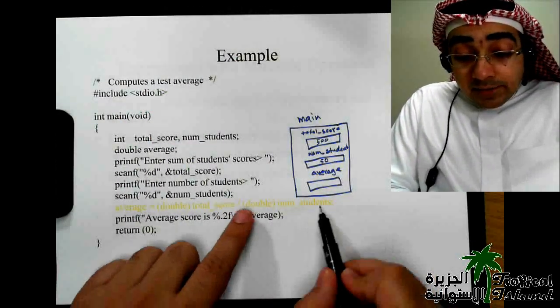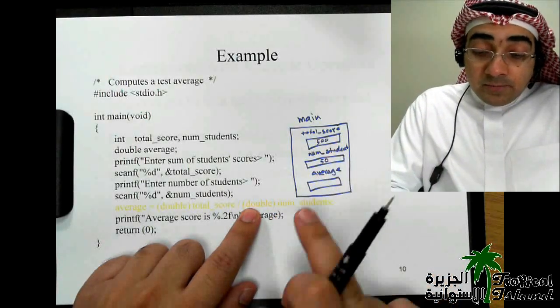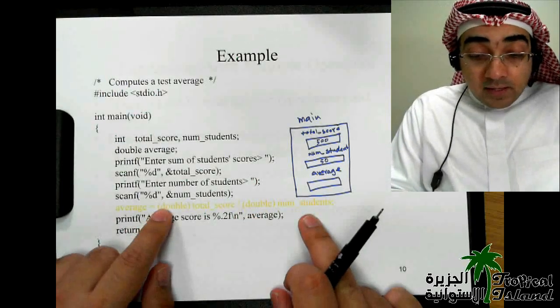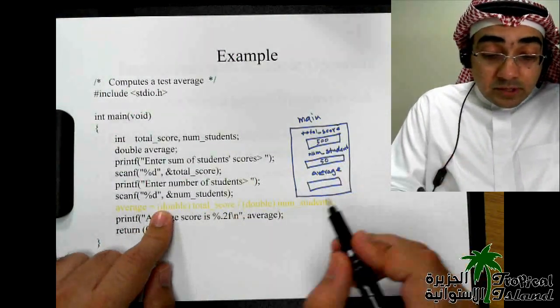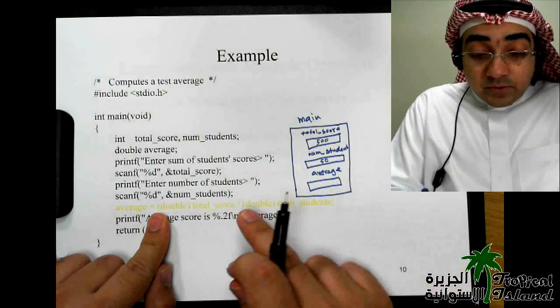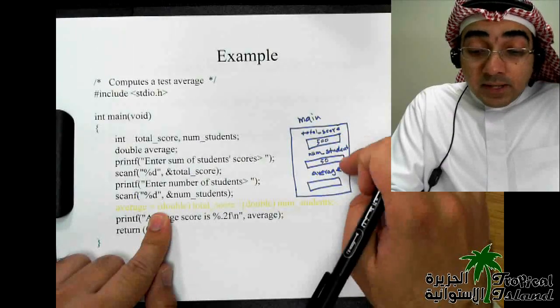When I say double num students, what I'm telling the compiler is: please go to the num students, take the value 50, take it out, convert it to a double, and it becomes 50.0. And take the value of 500. Okay, so that's the total score. Convert it to a double, that becomes 500.0. Divide them together, but do not change the variables for me. So the variables will stay as integer.